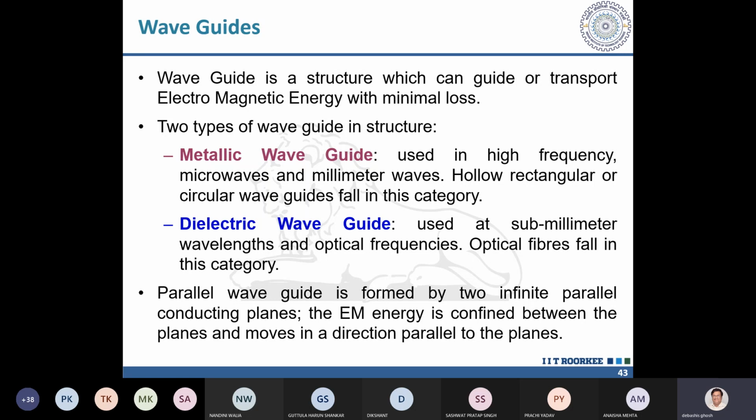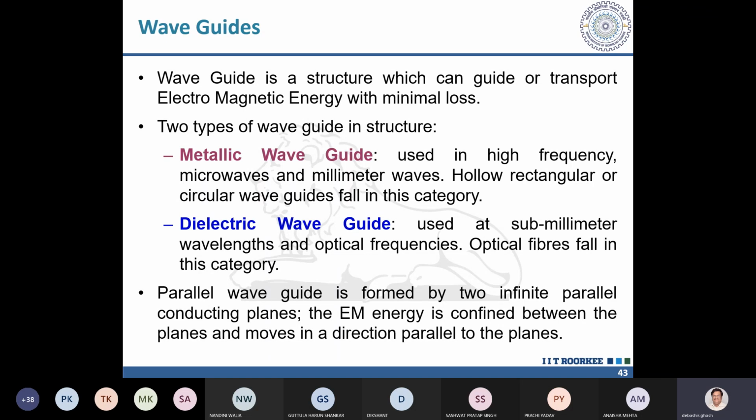Okay, there are two types of waveguides. One is the metallic waveguide, which is used in high frequency microwaves, millimeter waves. Generally there are two types of metallic waveguides. The one is the hollow rectangular type, and the other one is the hollow circular type. Okay, there are two types. Mostly you will see in practice we use the rectangular one. In the labs mostly you will see rectangular ones.